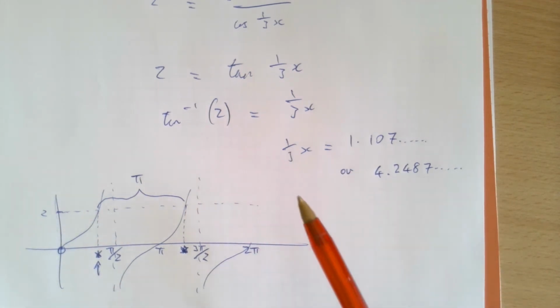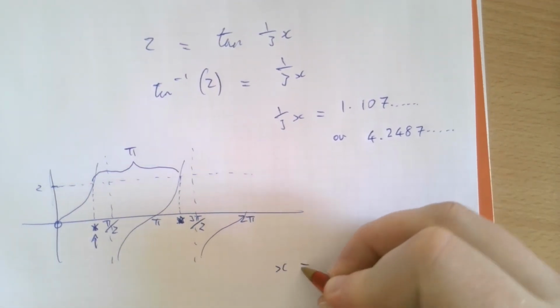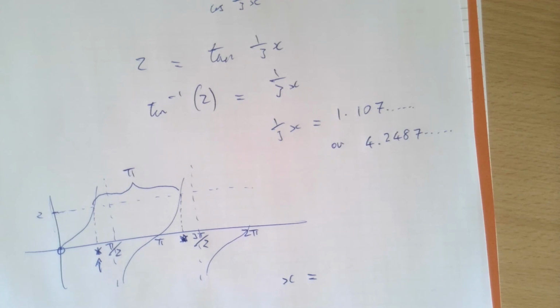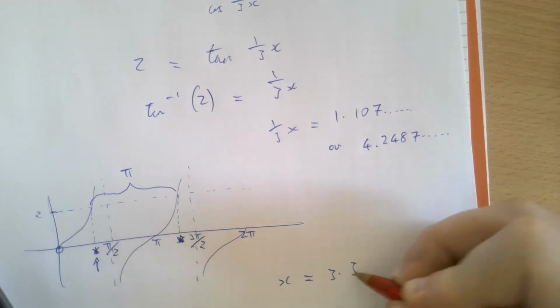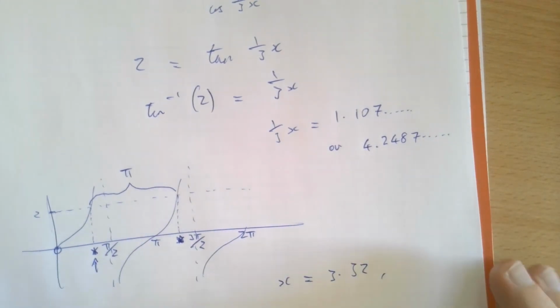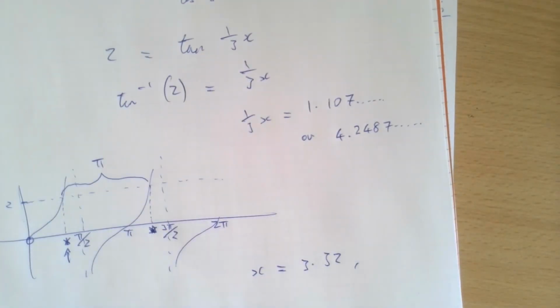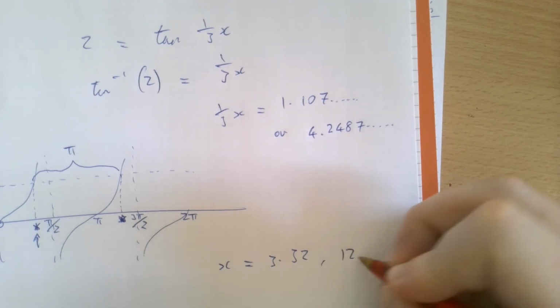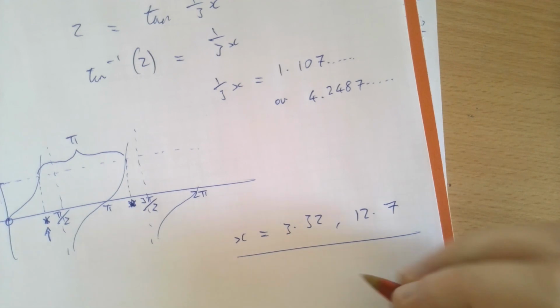I need to come up with x on its own, because I don't want a third of x, I want just x. So I'm going to times each of these values by 3. 1.107 times 3 makes 3.32. I've rounded it to 3 significant figures because the question tells me to. And down here, 4.2487 times 3 makes 12.7. Remember, these answers are in radians.